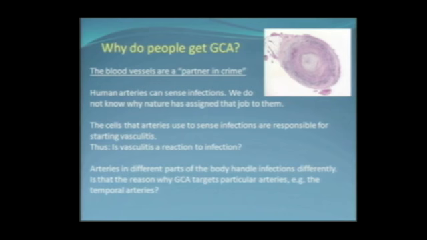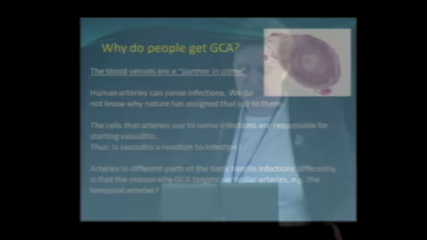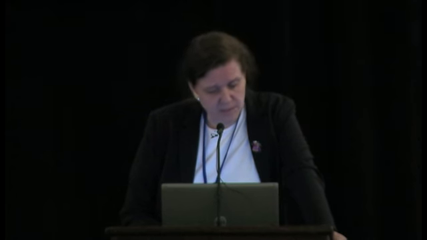Arteries in different parts of the body handle infections differently, and that is probably the reason why you get these vasculitides in very strange places and why some of these diseases, in some patients, go to place A and not to place B or to place C. Now, we use that information, of course, to actually make the diagnosis, as you all know, because when we see which blood vessel is affected, we have an idea.